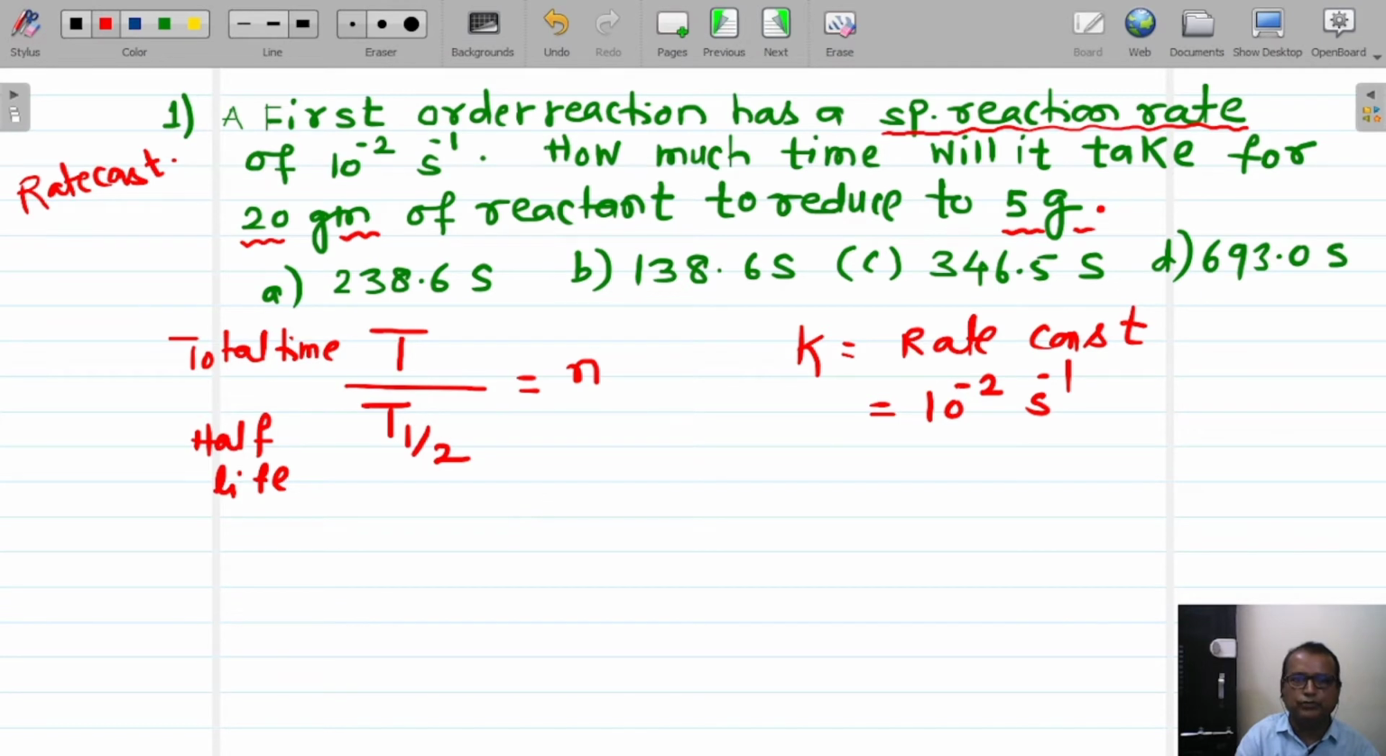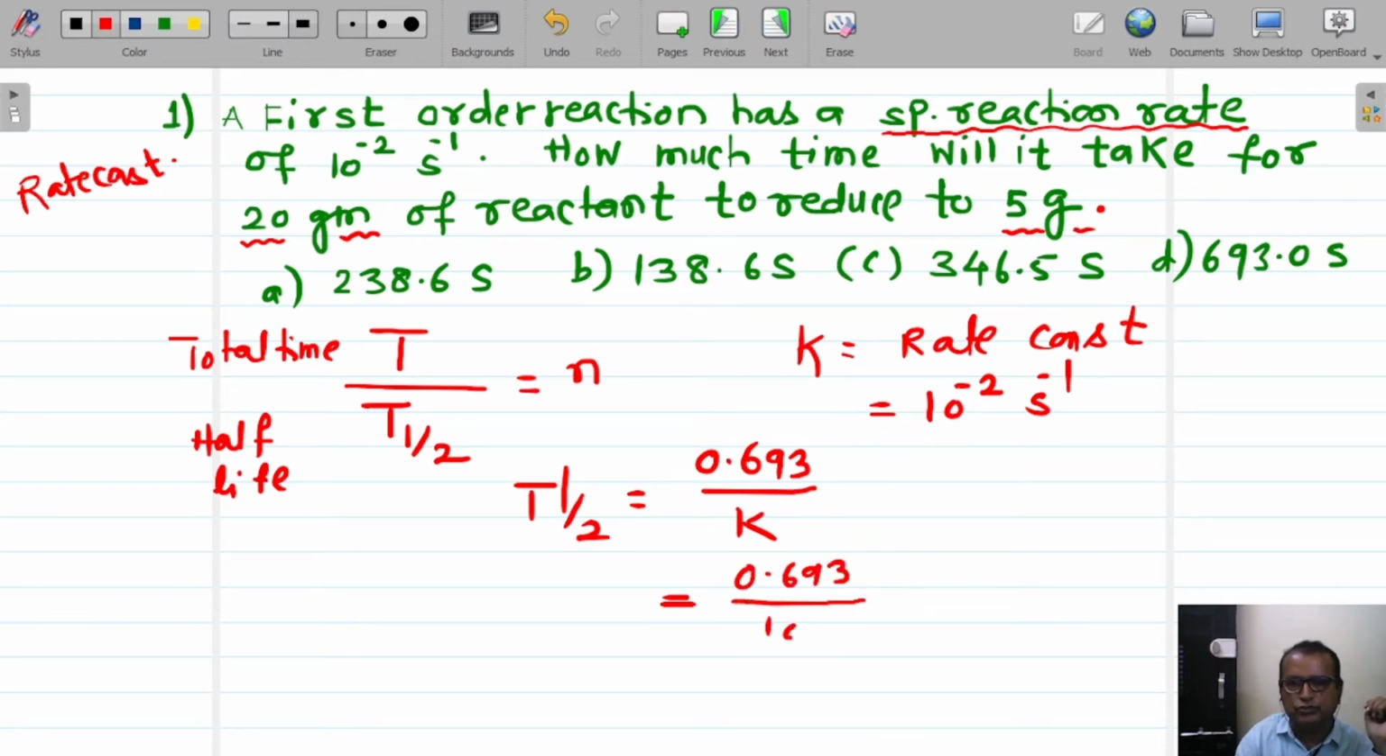You first determine T half. For a first order reaction, the integrated rate law states that T half is equal to 0.693 upon K. K is given to you, so T half is equal to 0.693 upon 10 raised to minus 2 per second, which means the unit is seconds. 10 raised to minus 2 means 0.693 into 100, which is 69.3 seconds. It is our half-life time.